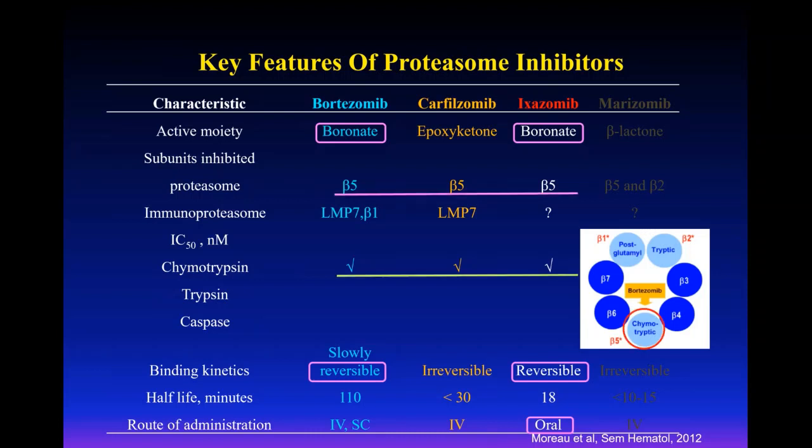This is a cross-sectional view of the proteasome. There are 7 subunits. You can see number 1, 2, 3, 4, 5. The beta 5 subunit is important because it processes the chymotryptic activity.